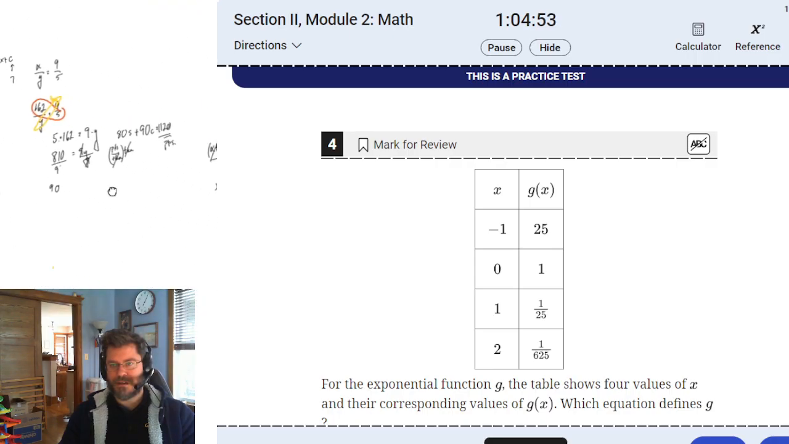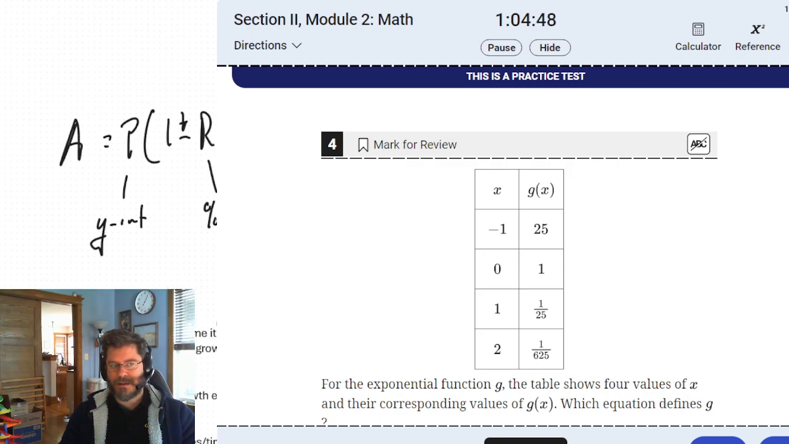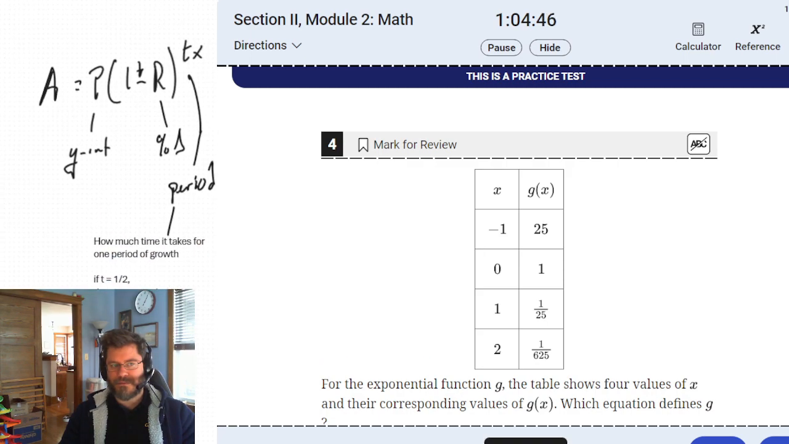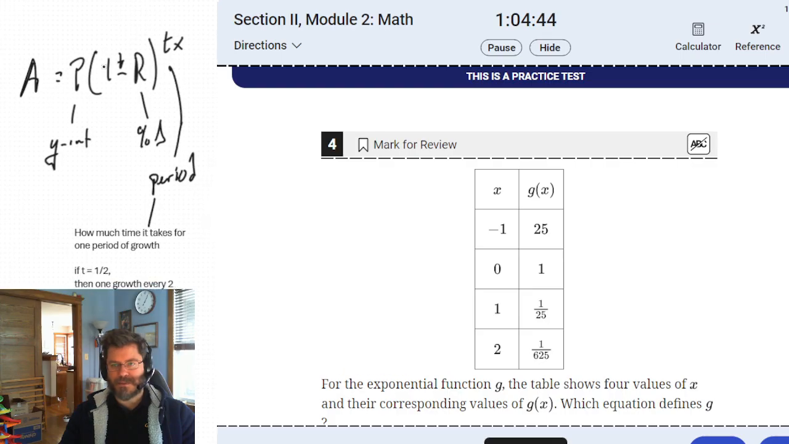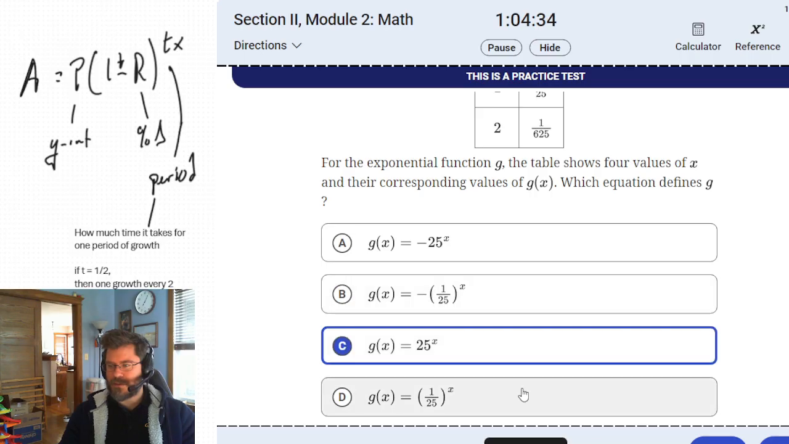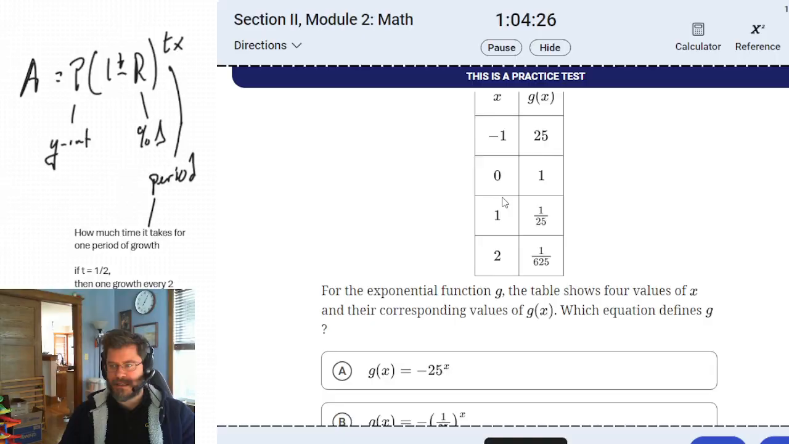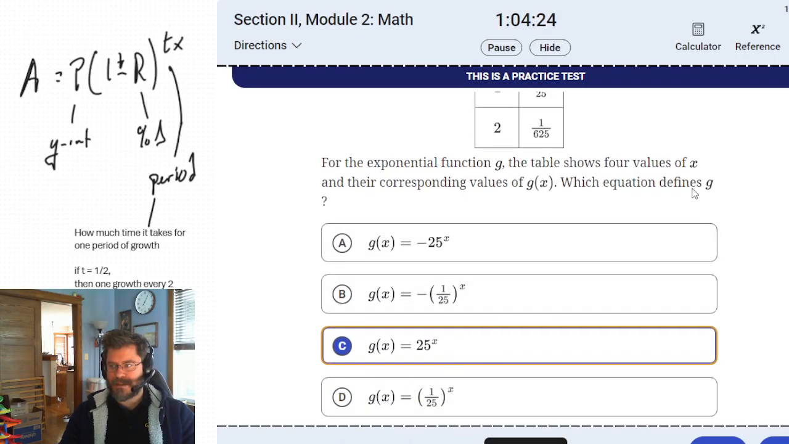So where's the note here? There we are. So in the function a equals p times 1 plus or minus r to the tx, the leading coefficient p is the y-intercept. So here that should be 1. Two of them give a y-intercept at 1. These guys here are giving a y-intercept of -1. That's not the case. So it's either C or D.